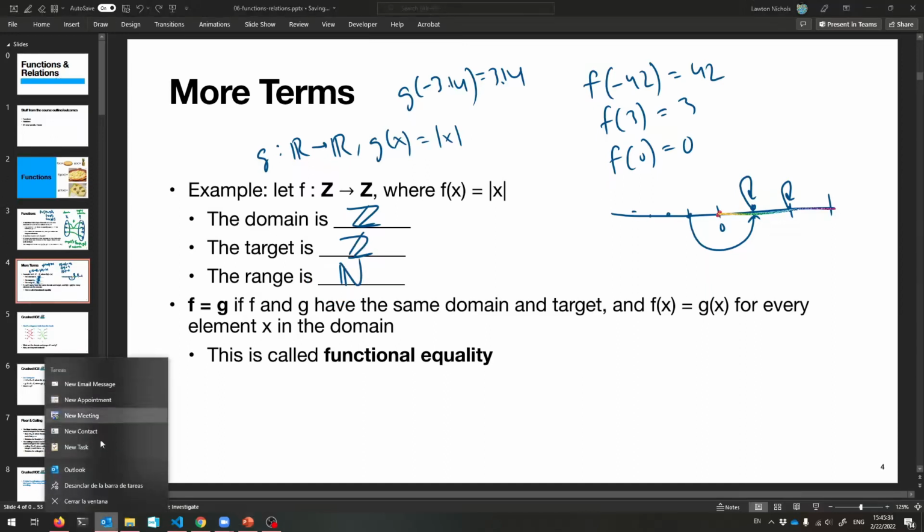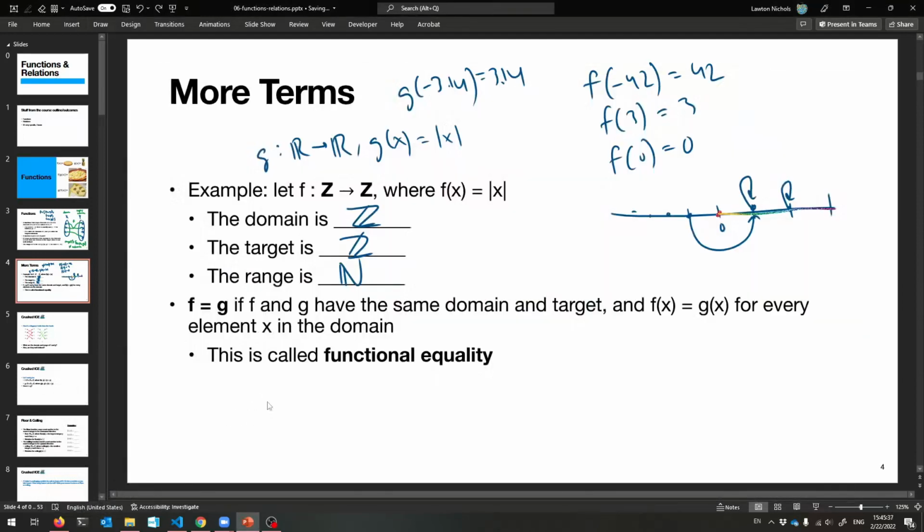Let me close my email. Don't need that. So yeah, that is an example.